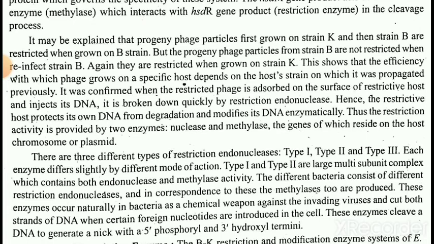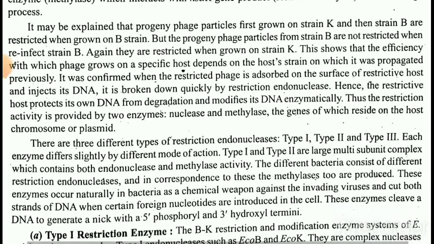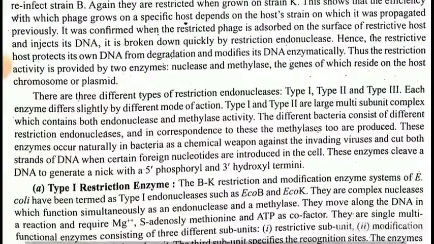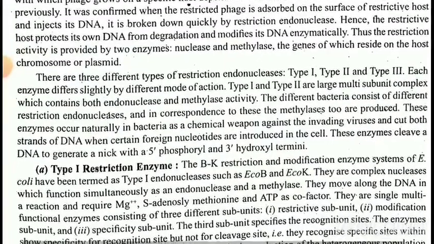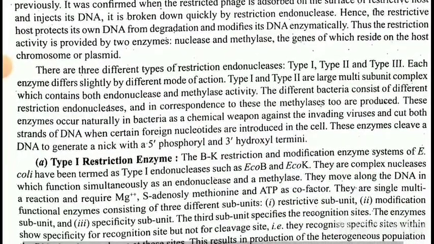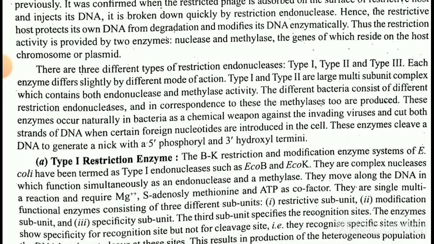There are three different types of restriction endonucleases: type I, type II, and type III. Each enzyme differs slightly by its mode of action. Type I and type III are large multi-subunit complexes which contain both endonuclease and methylase activity. The different bacteria consist of different restriction endonucleases, and in correspondence to these, the methylases are produced.